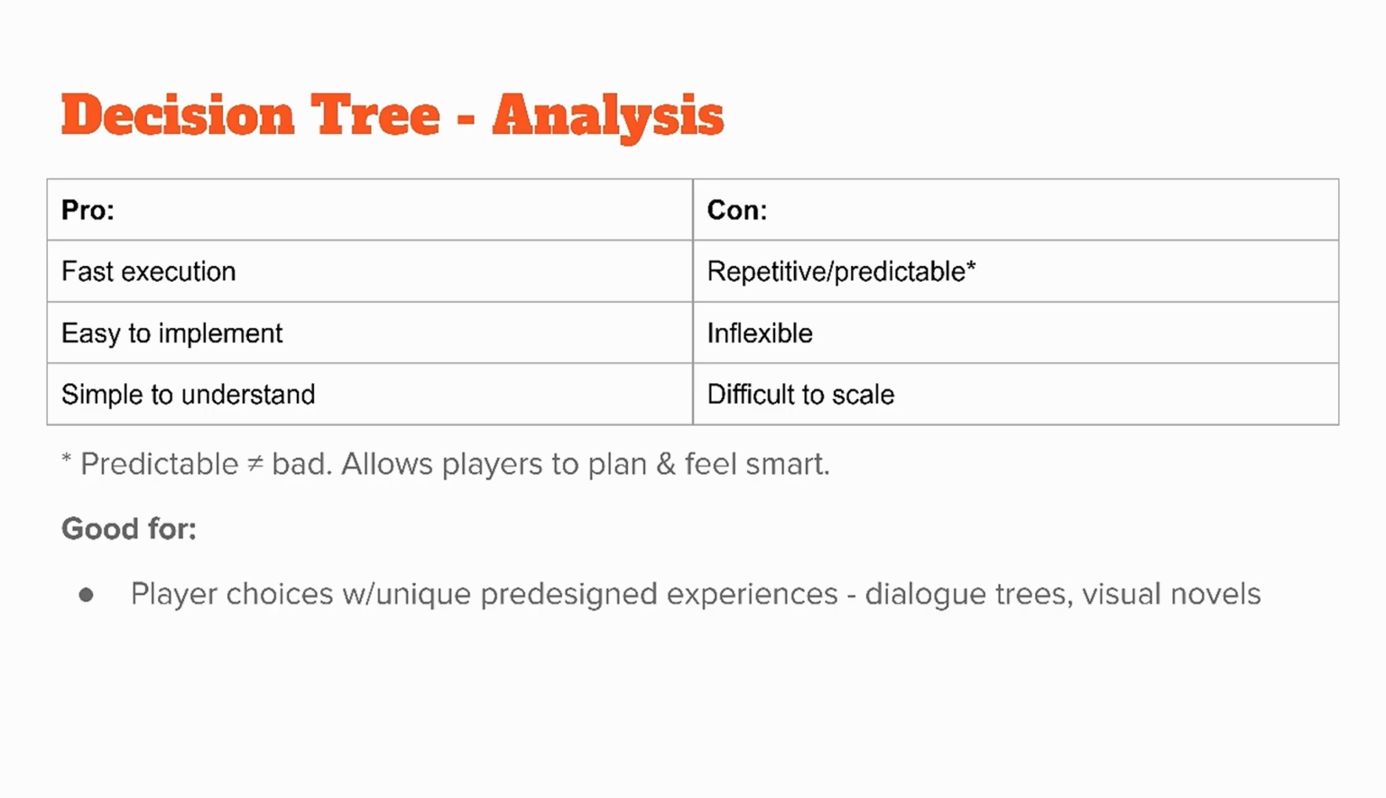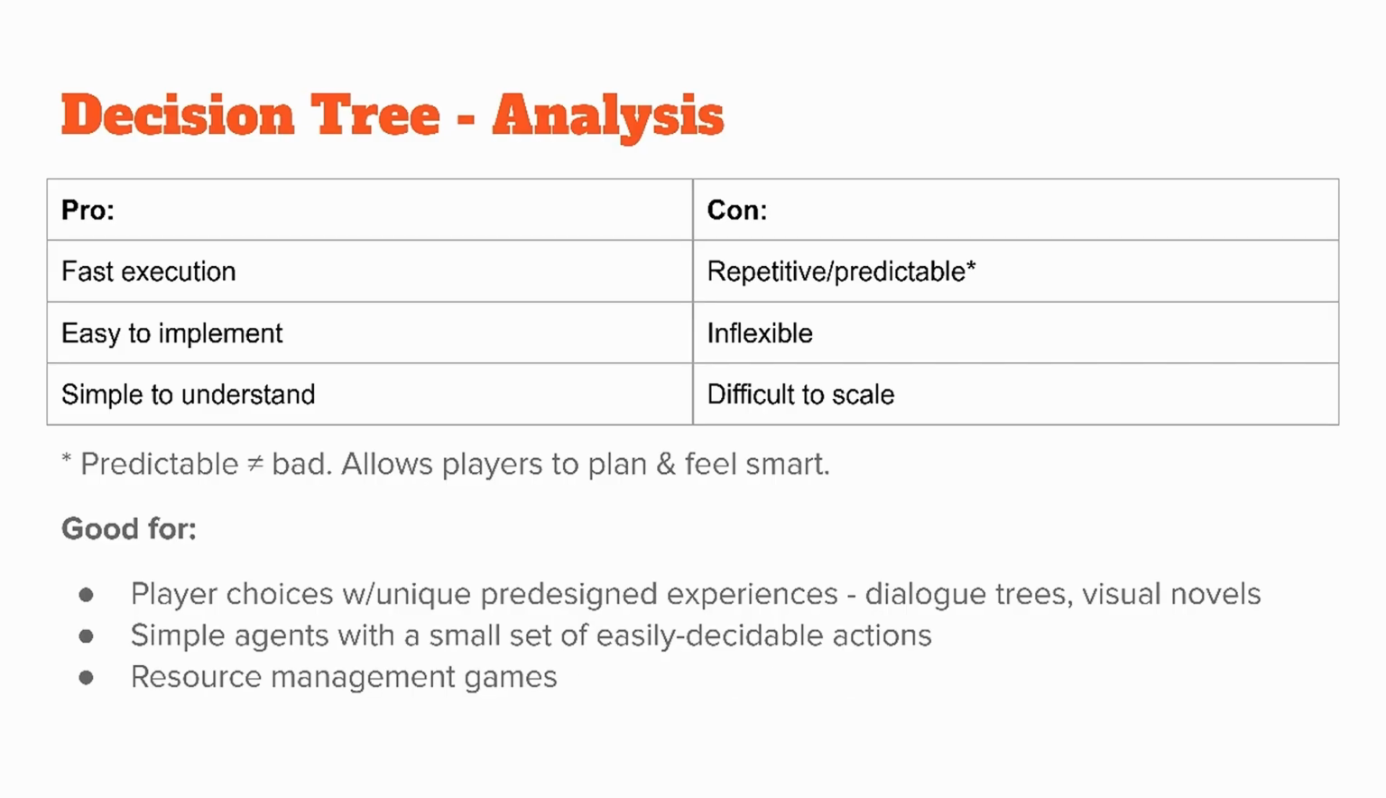But decision trees are good for games with player choices with unique pre-designed experiences. Visual novels, dialogue trees are a good example. Simple agents, if they have a small set of actions that they can do and it's easy to decide which one. And resource management games. All of these games are based on just making simple decisions. So it may be simple, but if this is all you need, just use this. You don't need to get super fancy with your AI.